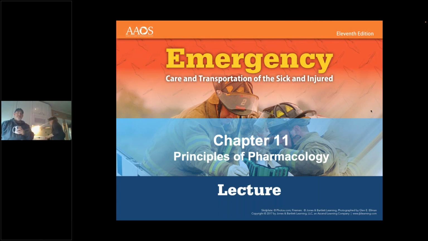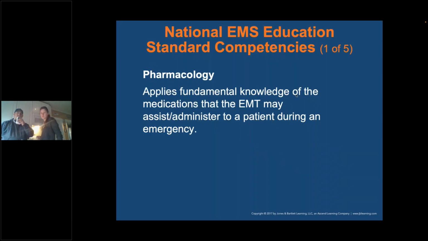All right, so chapter 11, Principles of Pharmacology. Pharmacology implies the fundamental knowledge of the medications that the EMT may assist or administer to a patient during an emergency. There are medications that you are allowed to use to either assist or administer. When you're assisting, you might be contacting medical control before we start giving certain medications, like nitroglycerin being one of them. There are meds we're going to be utilizing that will be of benefit to the patient to help them become better.